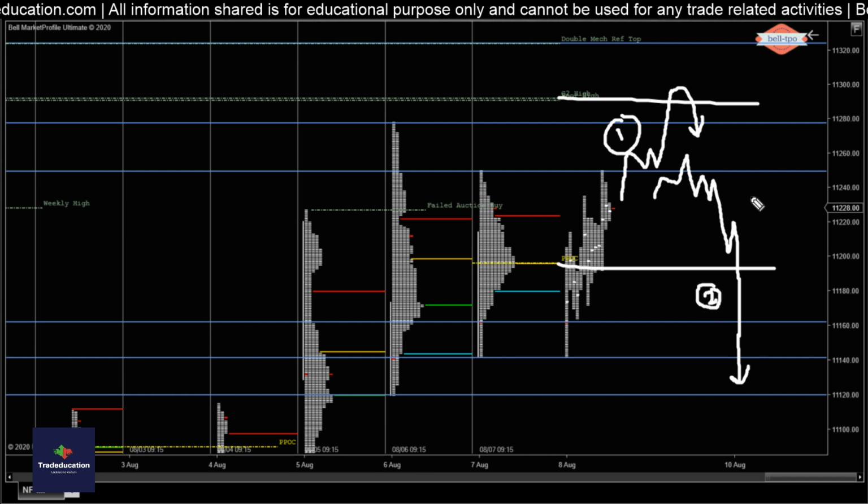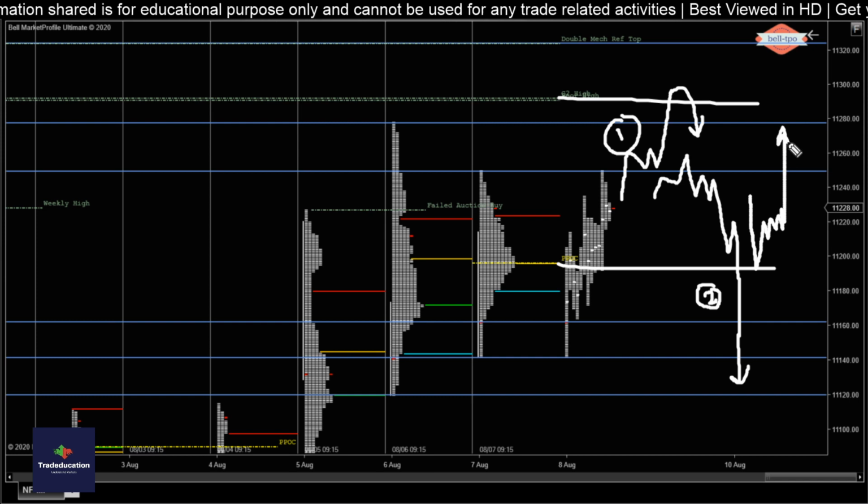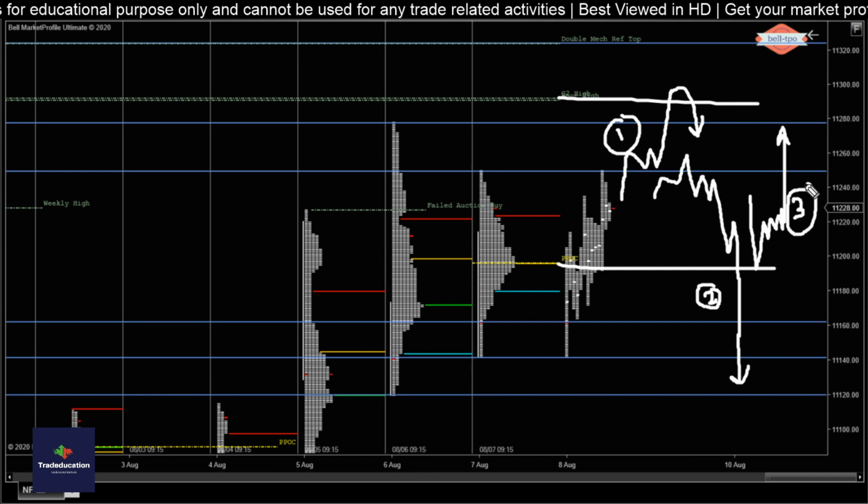Third auction development path is auction opens, it immediately tags the peacock, and then the auction tries to go higher. Okay, so these are the three scenarios which currently I'm getting prepared for today's auction, and the time is 9:09.